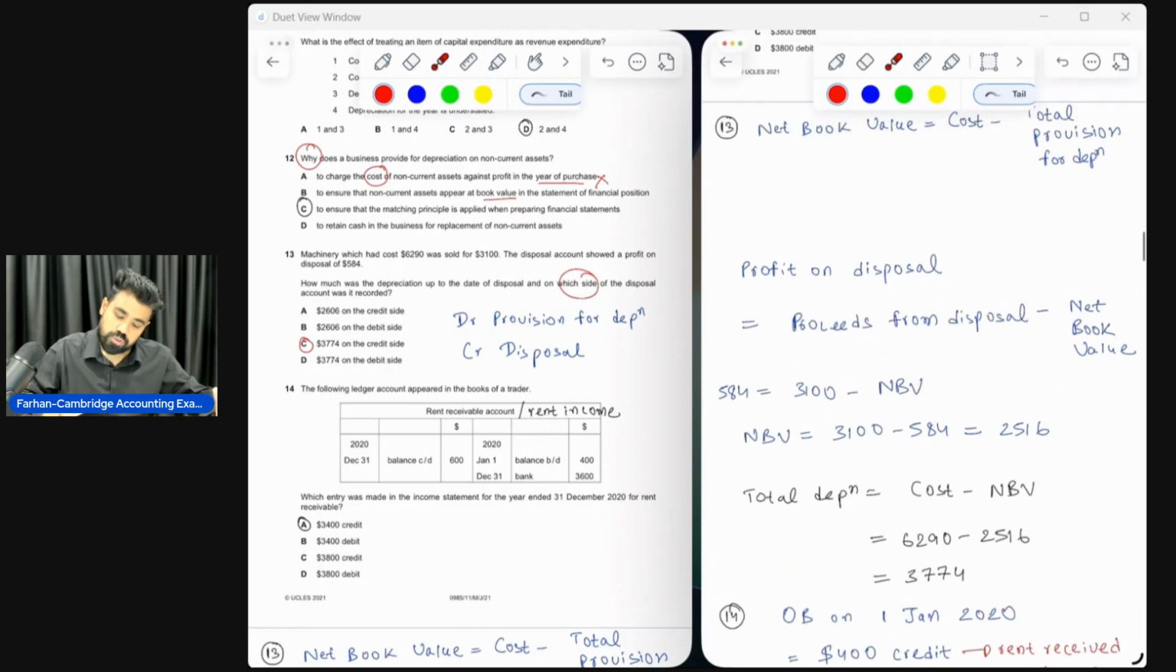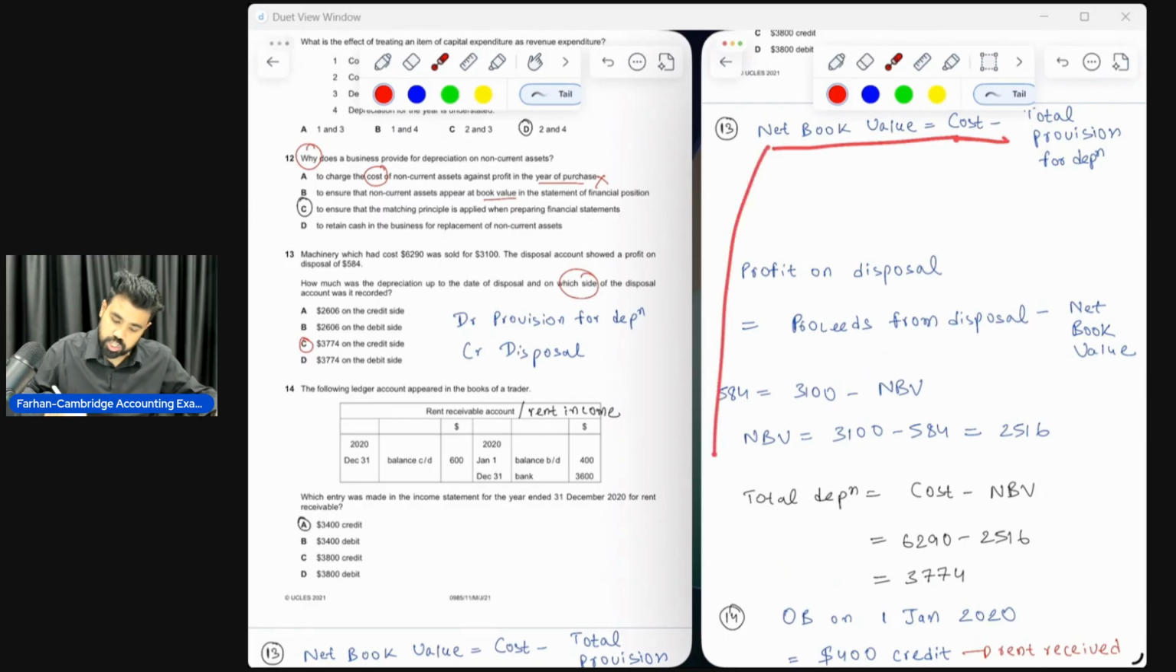Now we want to use the equation for net book value to calculate the total depreciation, where we make total depreciation the subject. So if we make total depreciation the subject and the point of interest, then that can be easily derived as the difference between the cost and the net book value. And the cost is given to us at $6,290 in the first sentence of the question, and the net book value is what we derived to be $2,516. That gives us a total depreciation of $3,774.